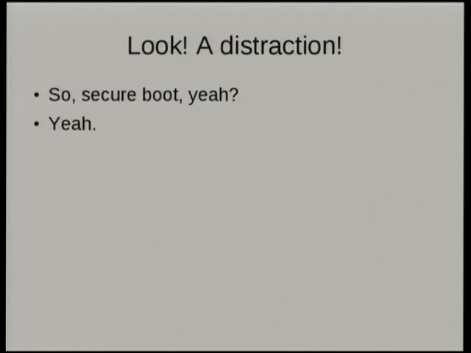Anyway, one thing you've probably heard rather a lot about in terms of EFI is secure boot. Has anyone here not heard about the UEFI secure boot issue? OK, a few of you. Right, well, I'll give you a brief introduction.